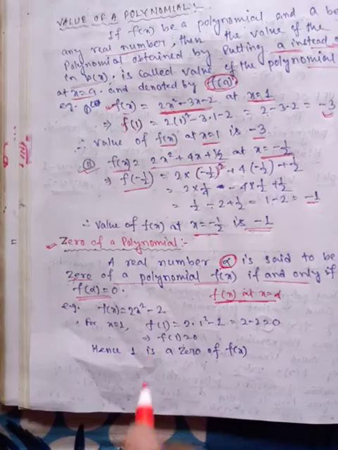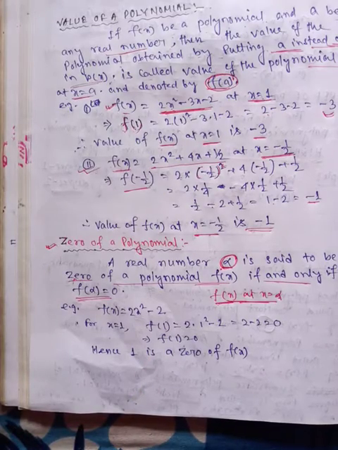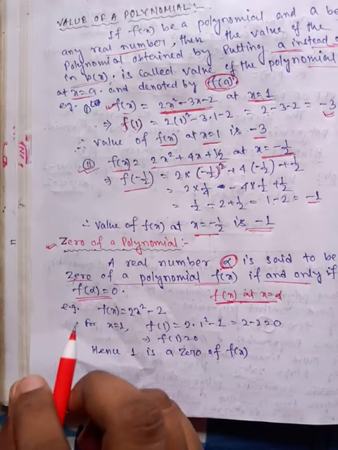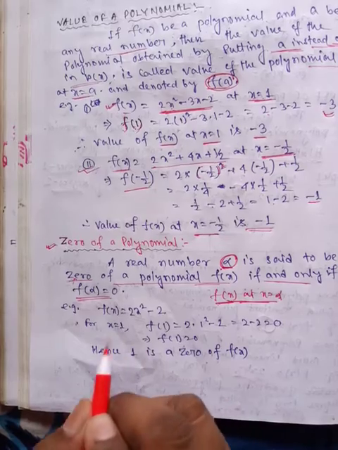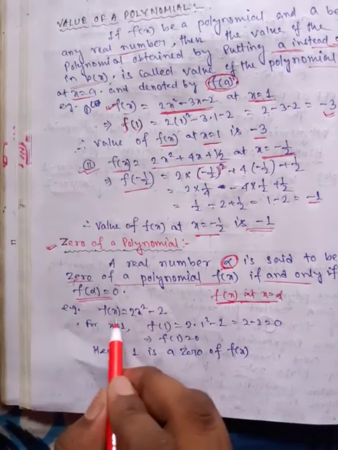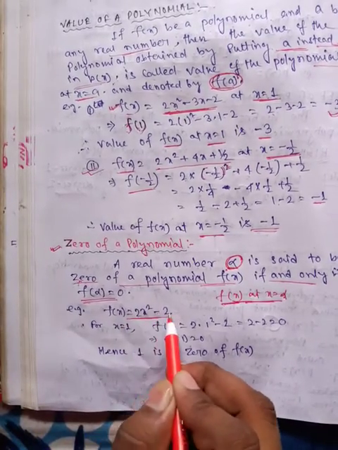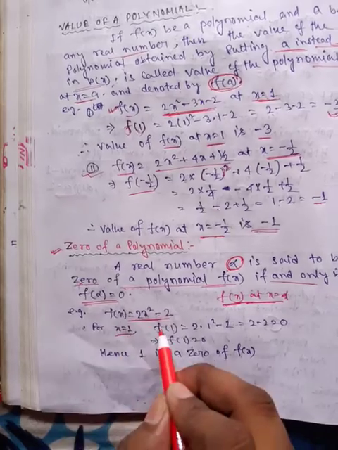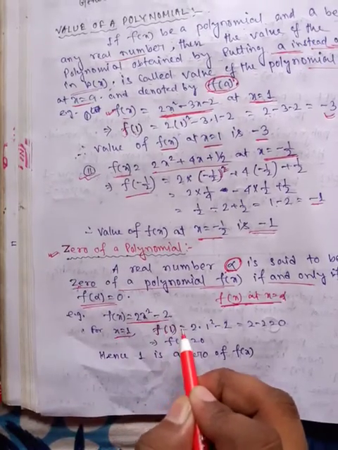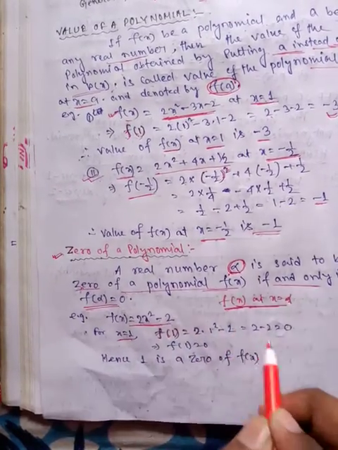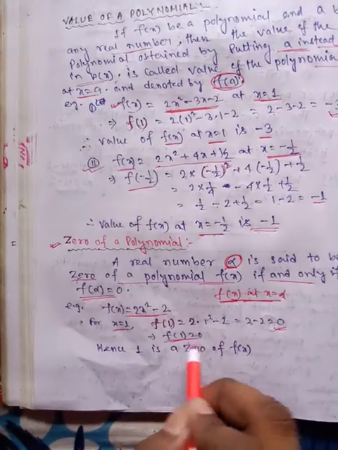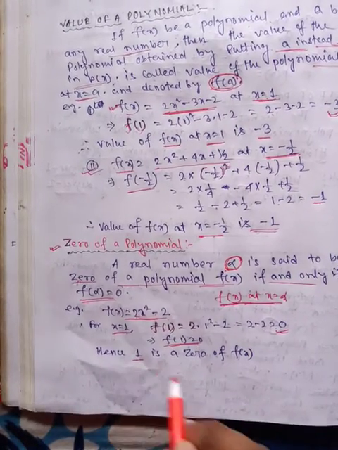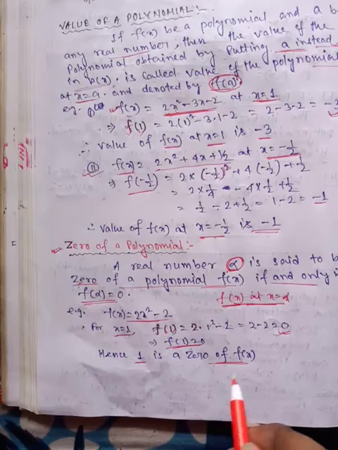Okay. So the particular value of x for which the value of the polynomial is 0 is called the zero of the polynomial. Now, for example, if f(x) equals 2x square minus 2, and you take x equals 1, then the value of the polynomial f of 1 equals 2 into 1 square minus 2, that is 2 minus 2, that is 0. So f of 1 equals 0, then you can say 1 is a zero of the polynomial f(x).